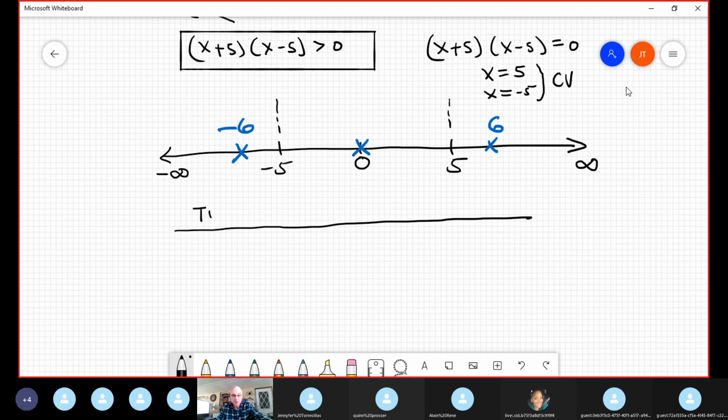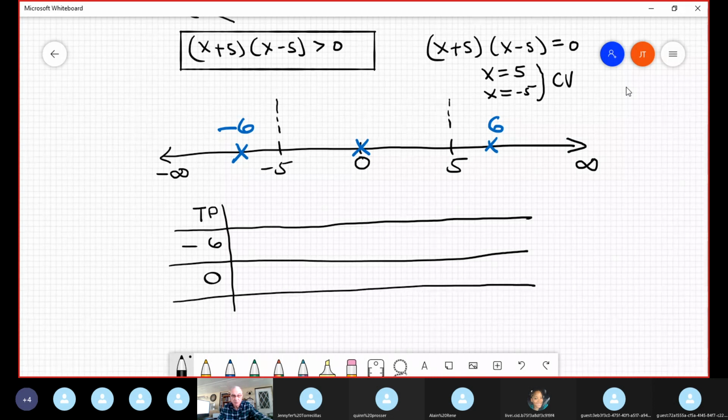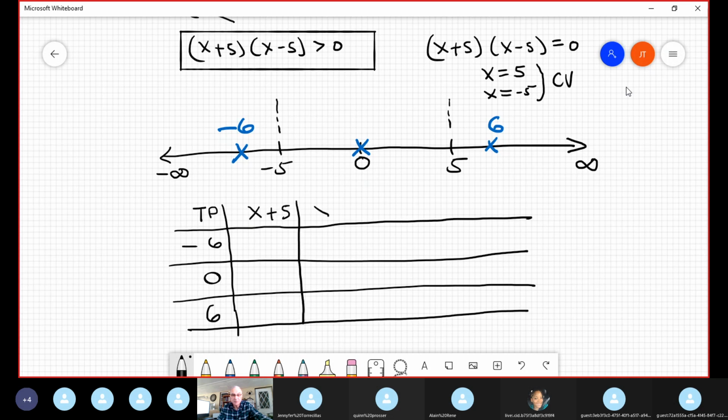we create the chart with these testing points: -6, 0, and +6. I put too long a table, but it's okay. The factors involved in my problem are x plus 5 and x minus 5. When you plug it in, the sign here is negative, here is negative, and here is positive. 0 is negative, and 6 is positive.